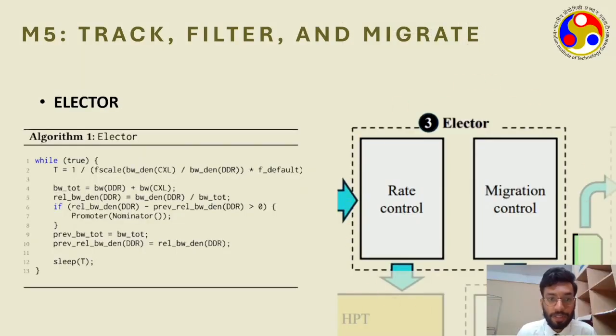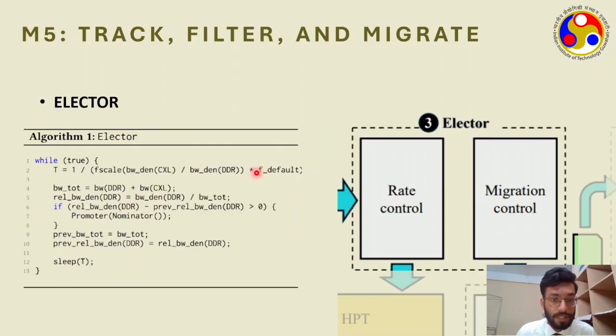Moving on to our third stage, which is our elector. Its main task is to control the frequency of page migration, that is, the rate control and the migration controls. Its main task is to snoop whether our page migration solutions are actually increasing our bandwidth or not. If they are, it will migrate those pages, otherwise it will stop for a few units of time.